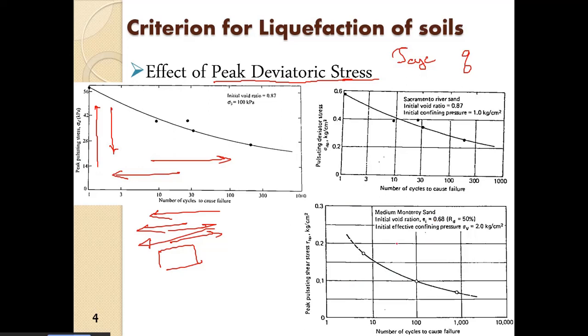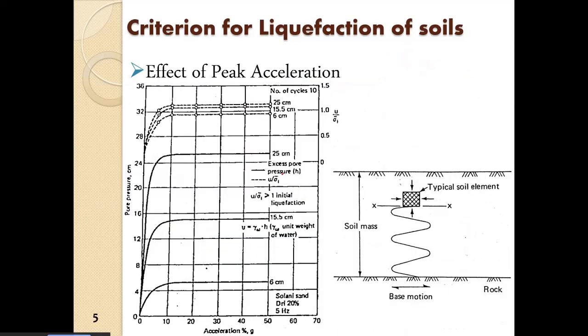So this is for the simple shear test, and this is for the triaxial test. Obviously, in all of the tests, the same pattern was observed. All right, so higher cyclic stress, fewer numbers of cycles. We can correlate it with the peak acceleration.